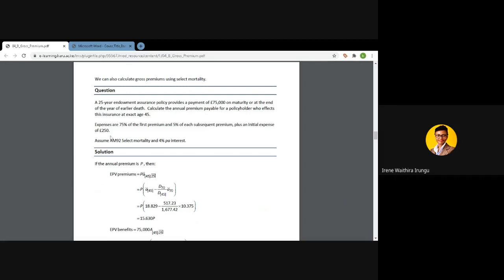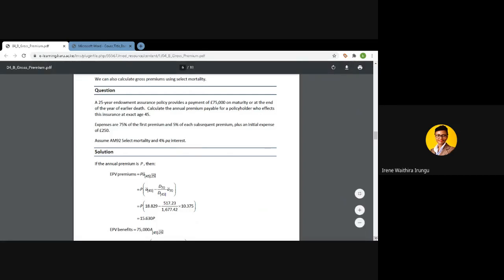So again, the bases are provided here. We have expenses as 75% of the first premium, so that is a one-off, and then 5% of each subsequent premium, plus an initial expense of 250. Then you're using AMH2 Select Mortality and 4% per annum interest. So we can evaluate. We begin with the EPV for premiums, then we look at the EPV of benefits, and finally the EPV of expenses, and then apply the principle of equivalence or the equation of value.